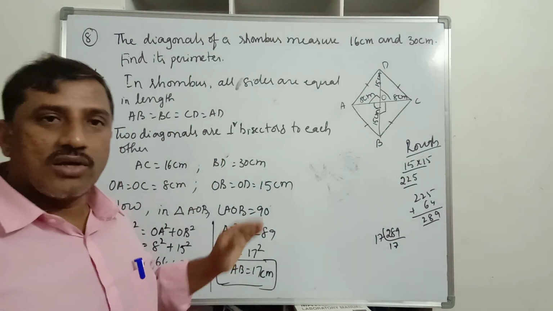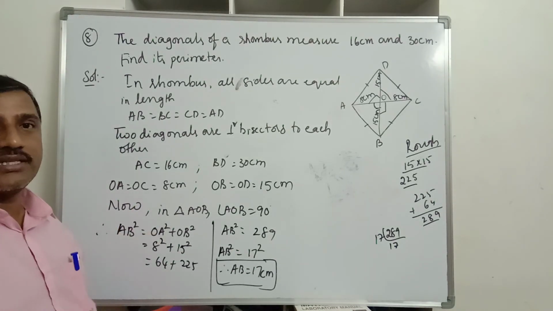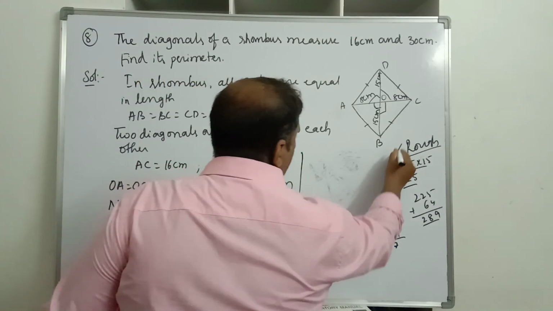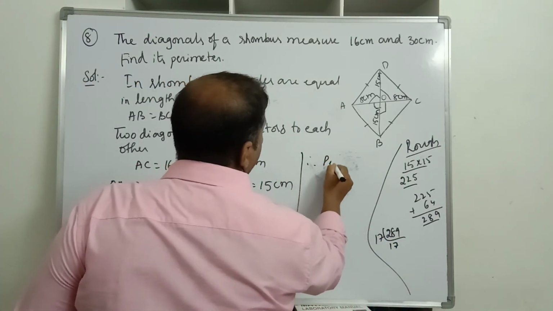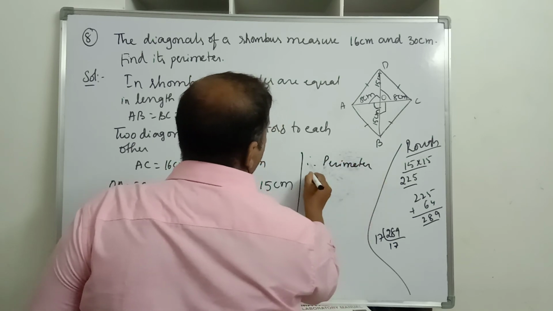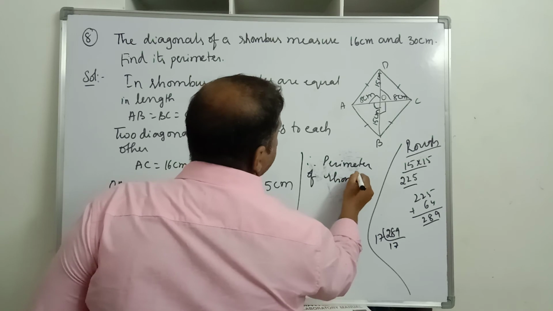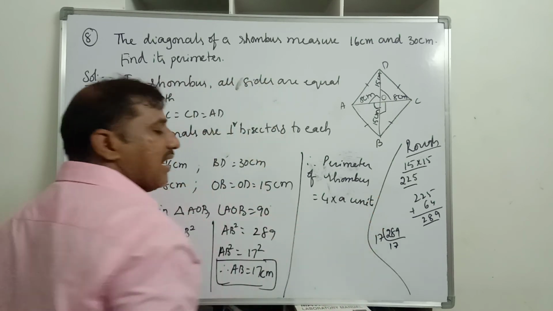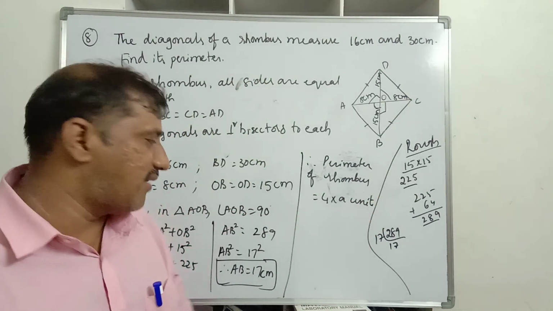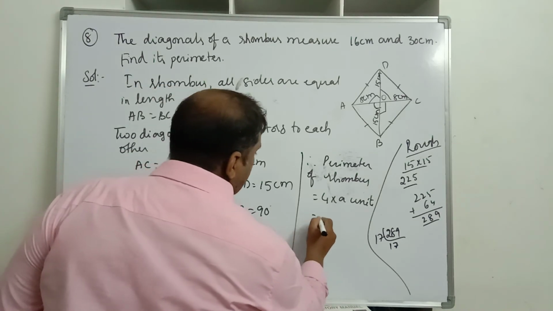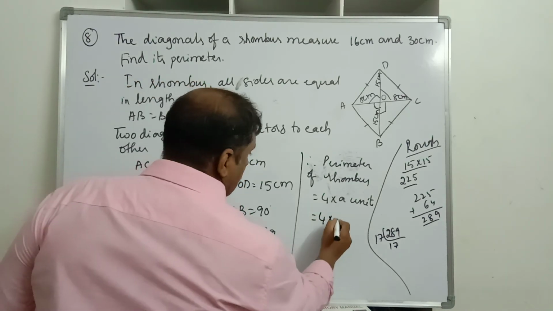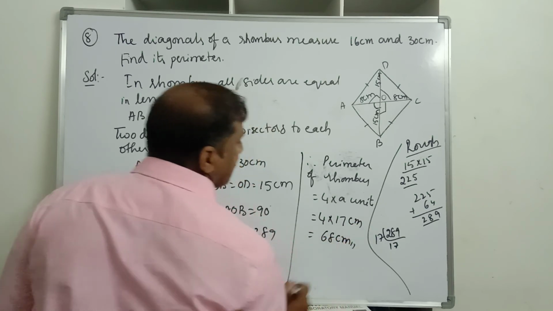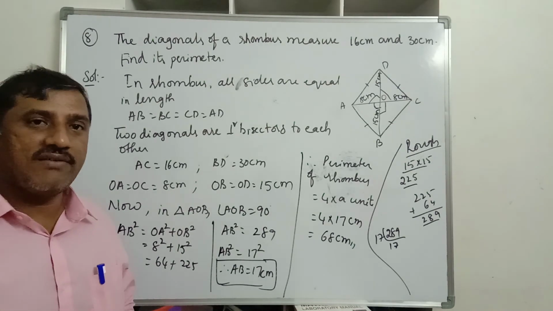What is AB? Length of one side. So like this we need to find the length of one side by using the Pythagoras property. Then finally what we have to find? We have to find the perimeter. Therefore, perimeter of a rhombus is equal to 4 into A units, where A stands for the length of each side. In a rhombus all the sides are equal. So here A is equal to one side, that is AB. 4 into A is equal to 4 into 17 centimeters. 17 fours are 68. 68 centimeters is the perimeter of the given rhombus.